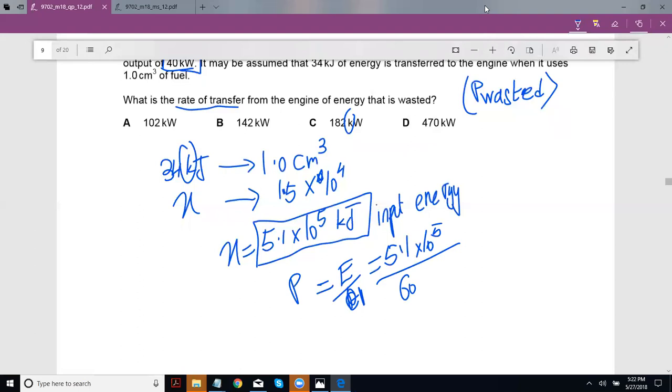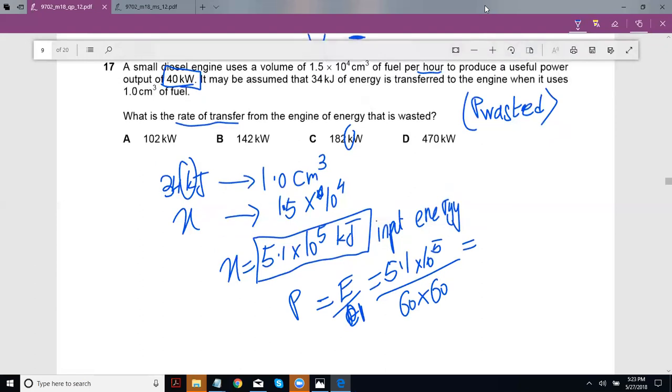So to go from hour to minutes to seconds, from hour to minutes, you multiply by 60. Then to go to seconds, you again multiply by 60. Multiply the denominator, I mean. So overall, it's going to be dividing. So if you do this, you can get your input power. So the input power is 142 kilowatts. Now, 142 kilowatts is the input power.